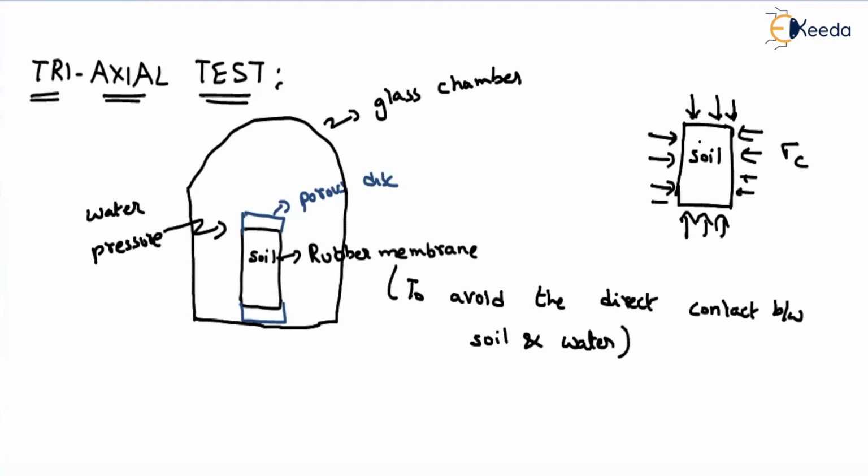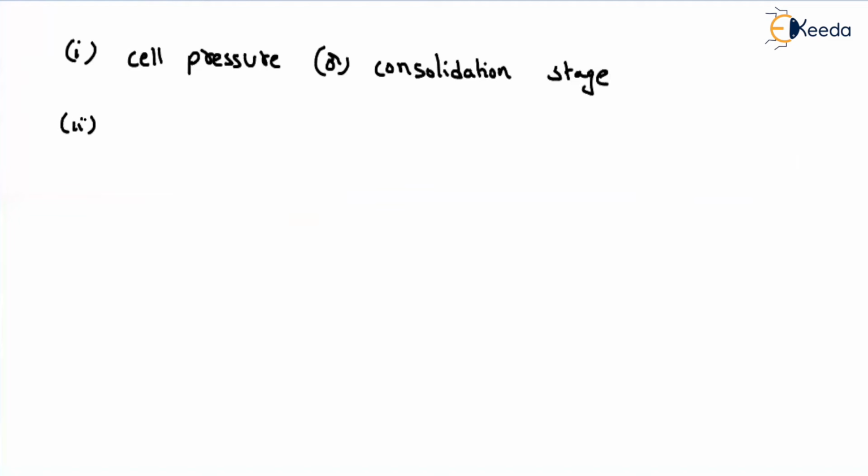In the total experiment there are two stages. The first stage is called the cell pressure stage, which we also call the consolidation stage. The second stage is called the shear stage. That means in this stage the soil goes to failure, and we can also call it the deviator stage. Let us discuss these two briefly.